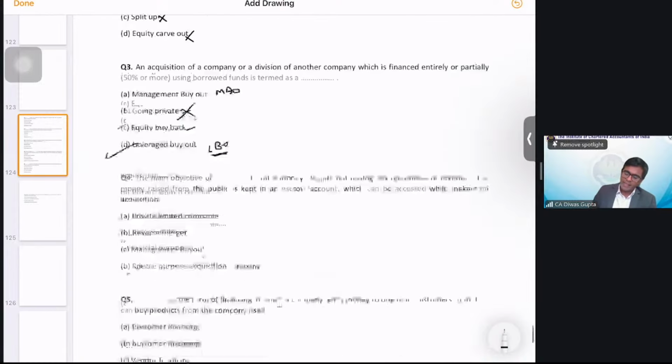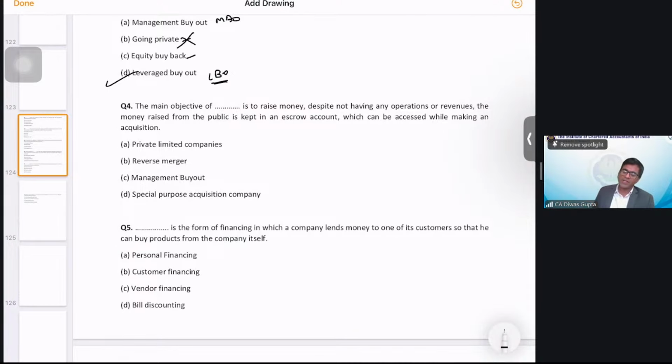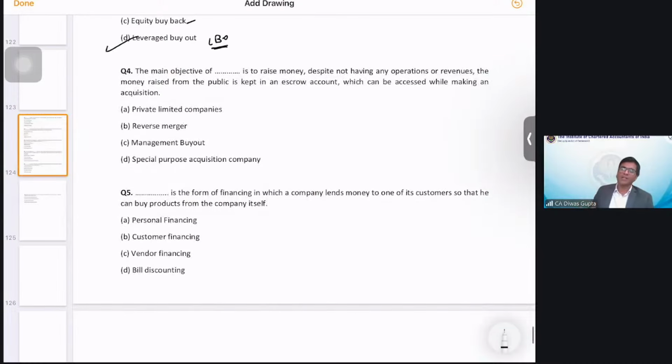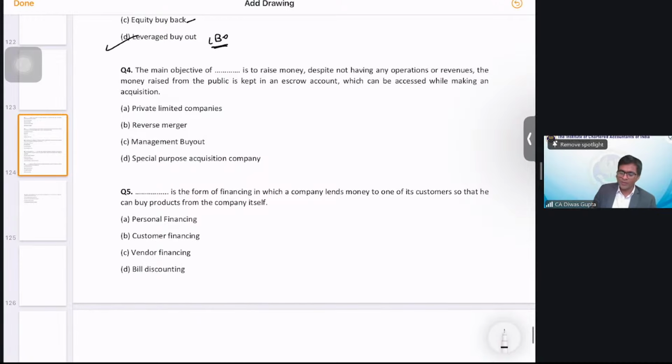Very good. Then, fourth, the main objective of dash is to raise money despite not having any operations or revenues. The money raised from the public is kept in an escrow account which can be accessed while making an acquisition. Come on, students. Just now we discussed this some time back. These are called which companies? Private limited companies, reverse merger, management buyout, or special purpose acquisition companies. Yes, very good, Saminathan. Your answer is correct. Yes, 3D and 4D, both of them D. Yes, special purpose acquisition companies, right? Because these are called blank check companies. The operation has not yet started.